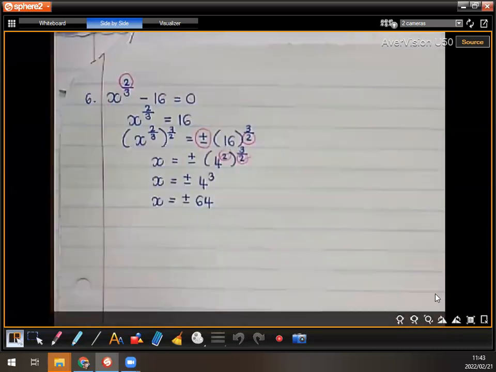So again, you have to move the 16 across. Write both sides to the power of 3 over 2. Then on the right hand side here, you need to be able to find this without using a calculator. So the denominator is 2, so you must write it up to the power of 2, so that the 2's will cancel out. You're left with 4 cubed.